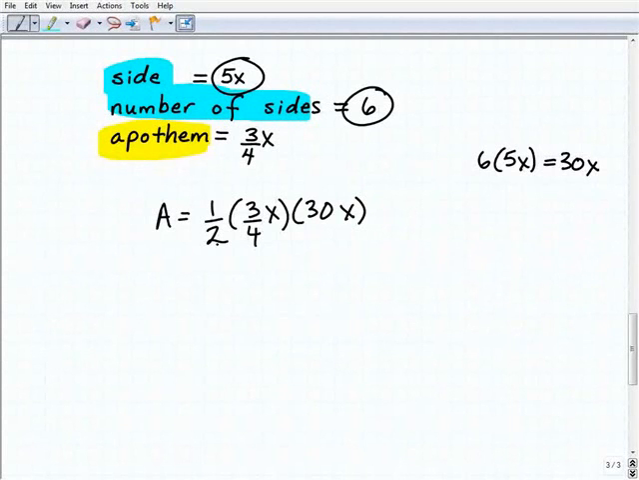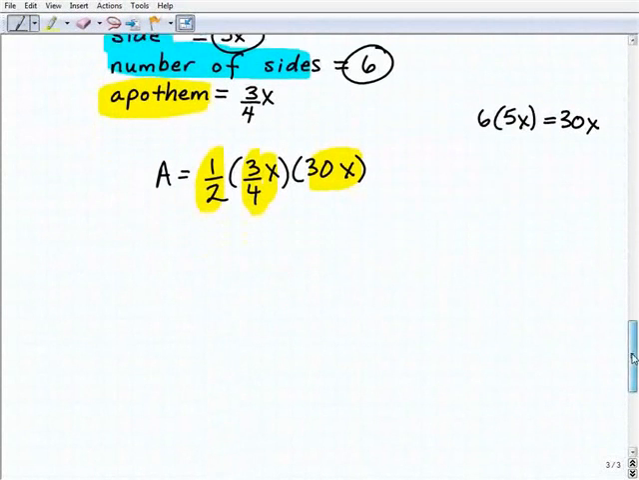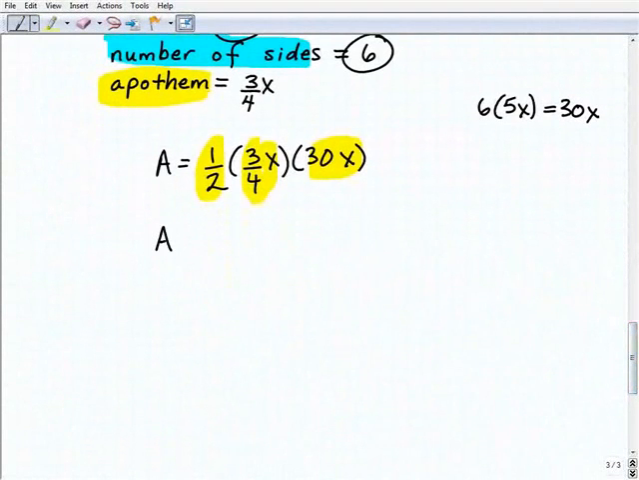All right, so we have 1/2 times 3/4 x times the 30x. So once again, you have to simplify to get your final answer. Let's multiply all the numerators and all the denominators, because we can think of this as the product of three fractions. So this would be 3 times 30, or 90, x times x. So that would be 90 x squared over 8, 2 times 4.